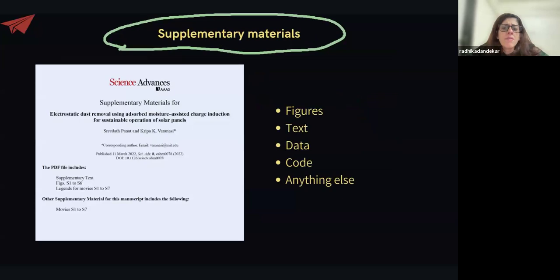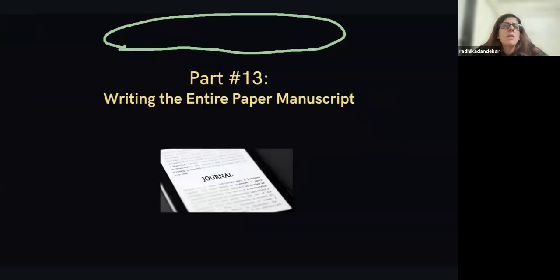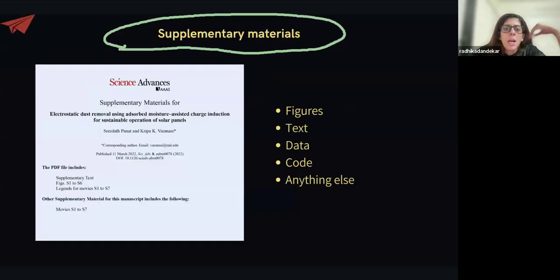Now we have moved to writing the entire paper manuscript, and this is where you are getting almost close to completing the paper writing. I also want to talk about one more section that is completely optional, but you can mention it if you want.